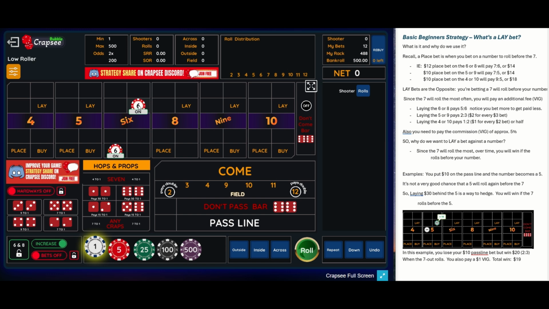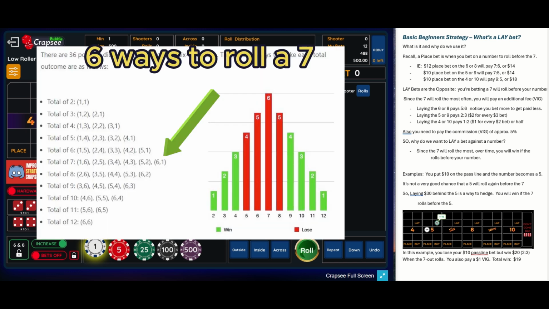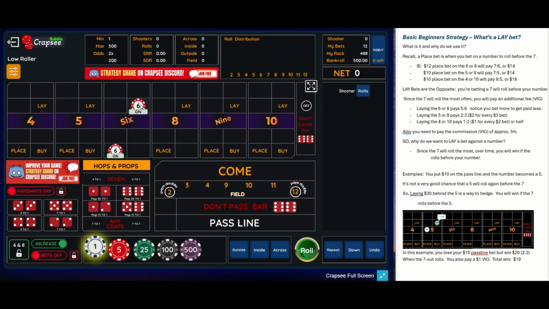The reason for that is that you win your lay bets if a 7 comes before the number 6. And 7 is the most frequently rolled number over a large period of rolls. So you have the advantage of a 7 coming before a 6, so the casinos are going to pay you less. You win $5 for every $6 that you bet. So I bet $6, and I can win 5 if the 7 comes out.